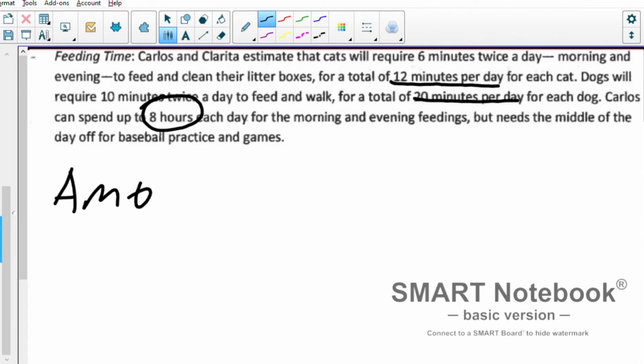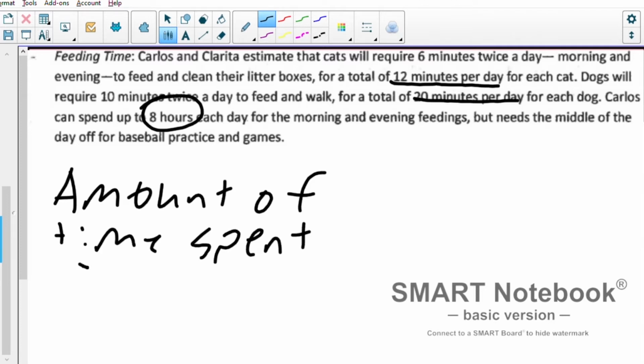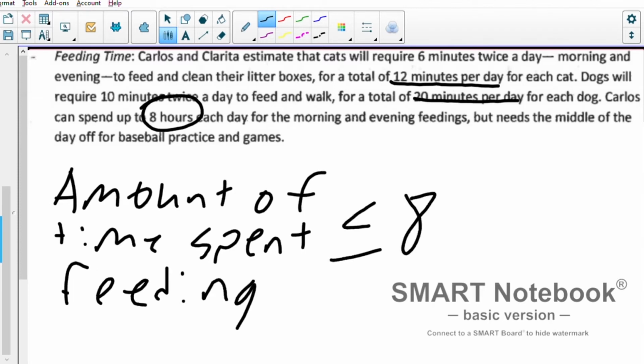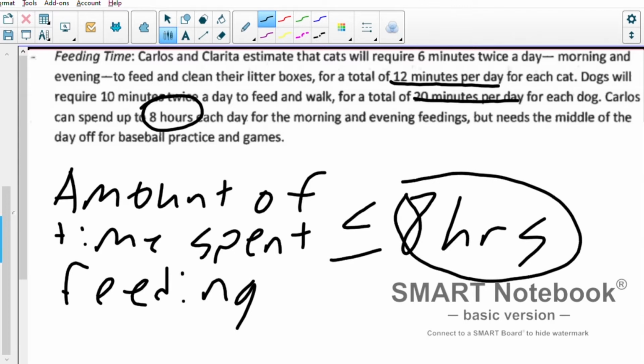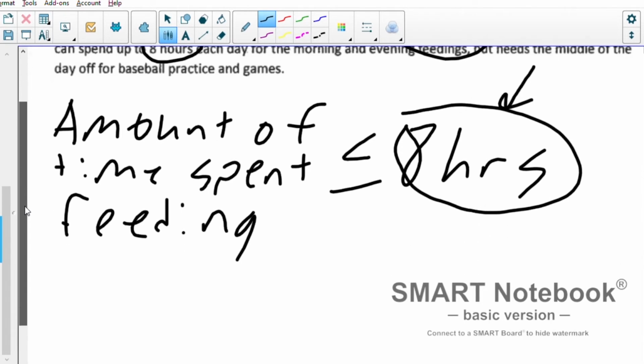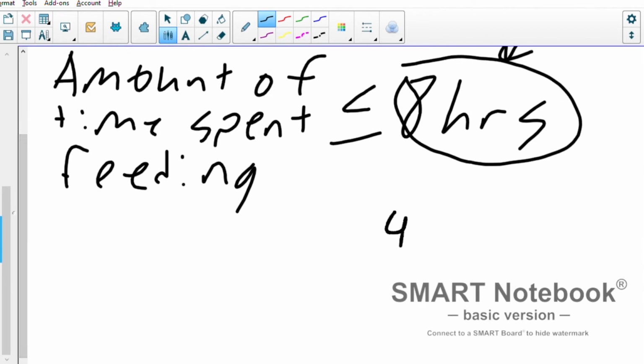And so the amount of time spent feeding needs to be less than or equal to that 8 hours. Okay, we have a bit of a complication with units. We are at hours here, and these are in minutes, and that's going to be hard to compare, so I'm going to convert either everything to minutes or everything to hours. Both of those would work. I personally would prefer to convert this to minutes. It's a little easier for me in my mind, but it will work either way. So 8 hours happens to be 480 minutes.